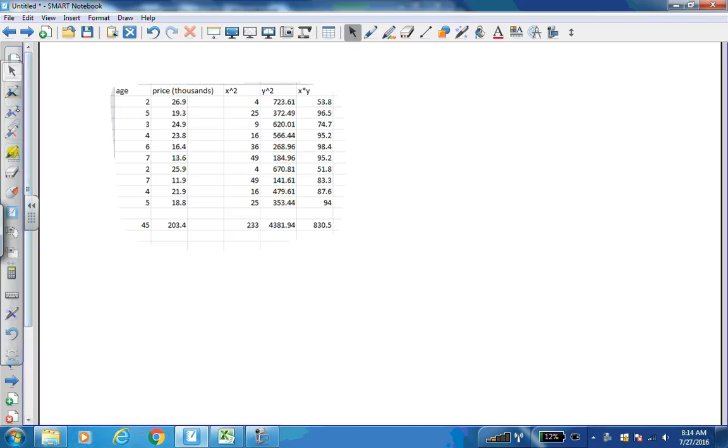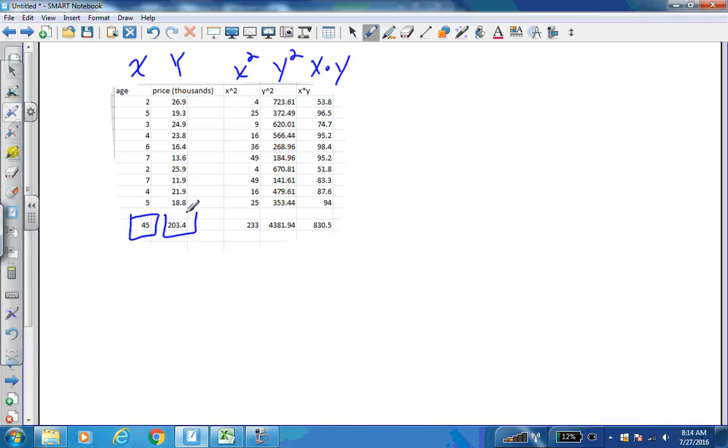So these are the x values, these are the y values, the x squareds, the y's squared, and the x times y's. And at the bottom we have the sum of each of those. So part of it's done for us already.